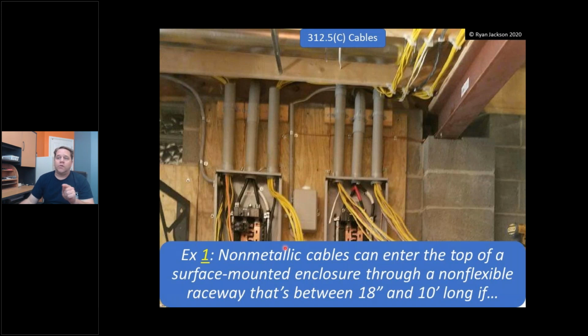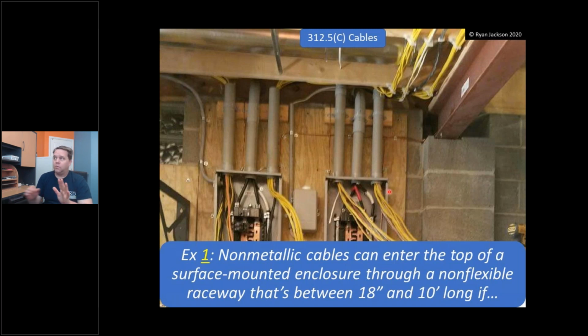So you can do this with non-metallic cables. That's the first part. Can't do it with MC cable or AC cable. It's only for non-metallic cables such as NM cable. So NM cables can enter through the top, not the sides, not the bottom. It can enter through the top of a surface mounted enclosure. So if your panel is in the wall, can't use this exception. It's only for surface mounted enclosures using non-metallic cables, through the top of the enclosure through a non-flexible raceway that's at least 18 inches long and not longer than 10 feet.